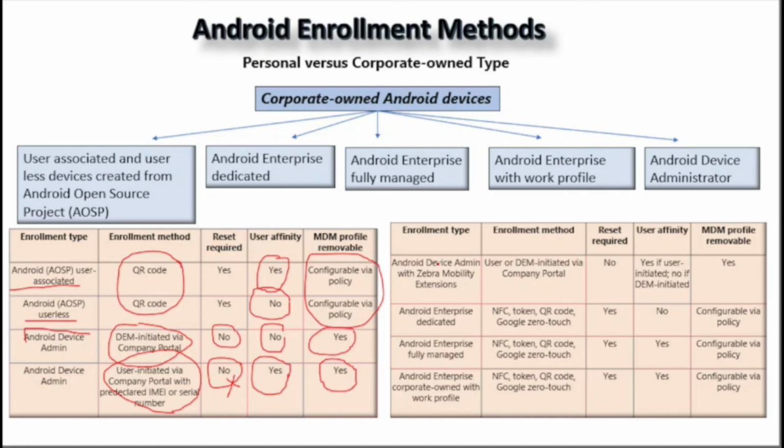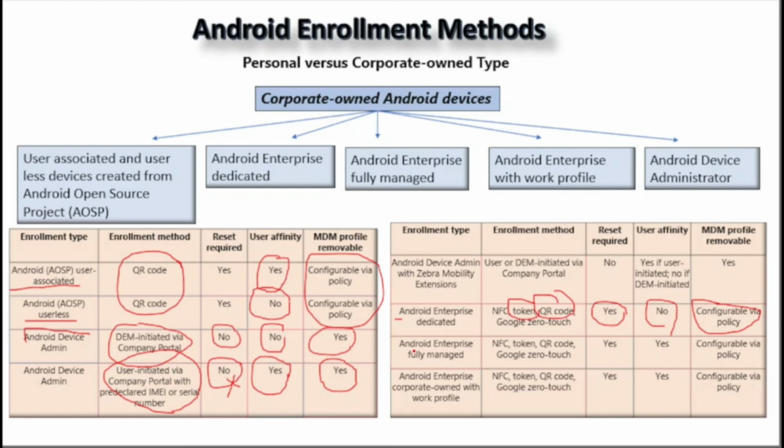So we have another type of enrollment called Android Enterprise Dedicated, in which we need to use either token based enrollment or QR code enrollment or Google zero touch enrollment. In that case, reset is required and there will be no user affinity, and we can allow the user to remove the MDM profile or not.